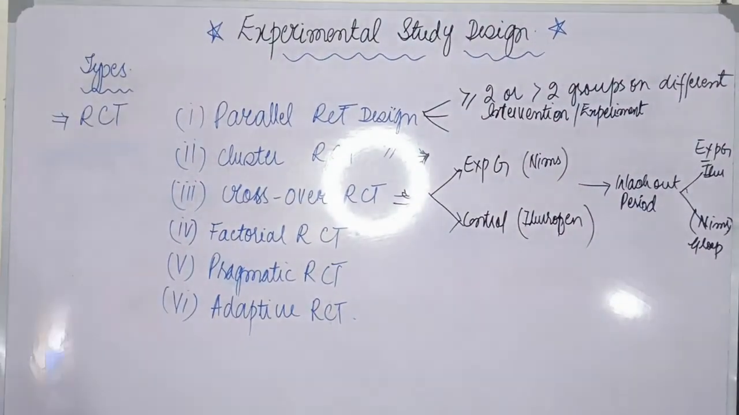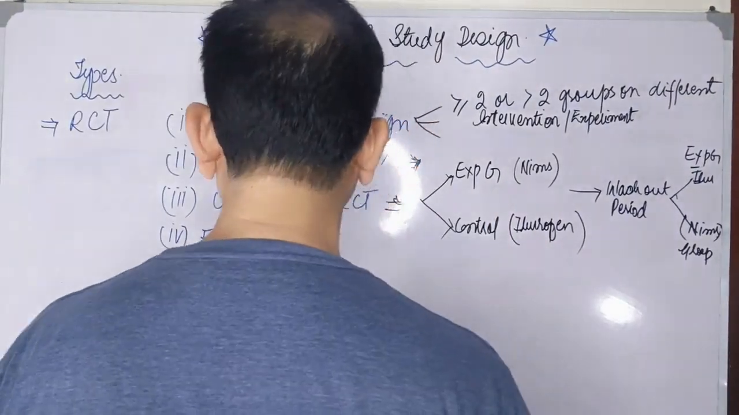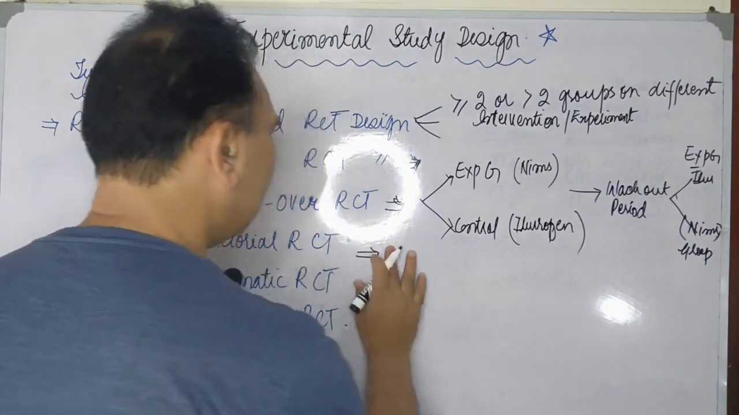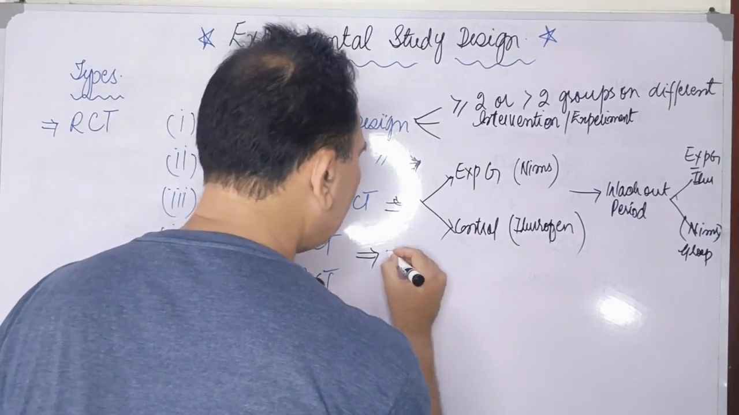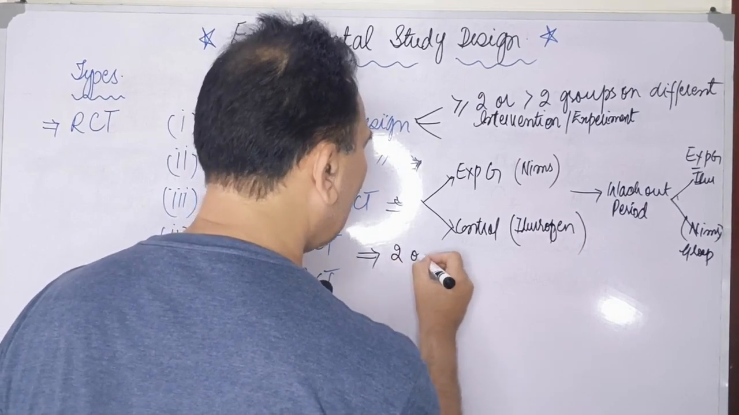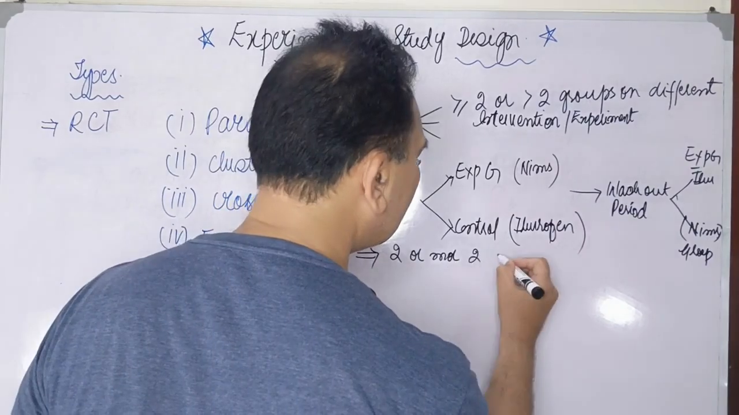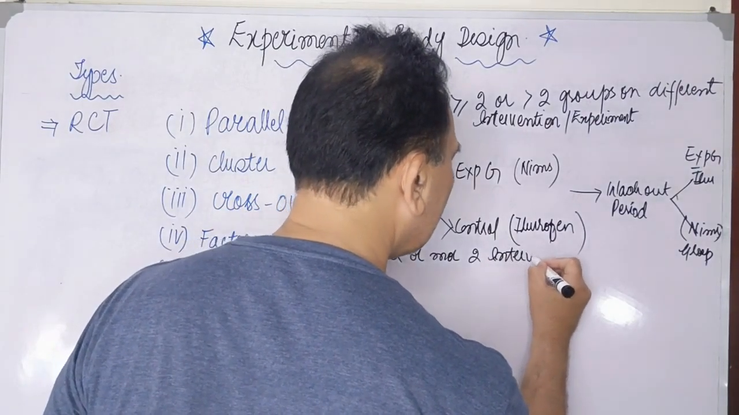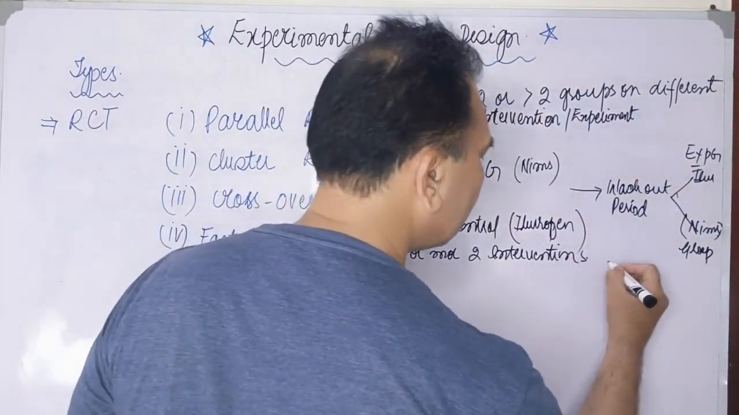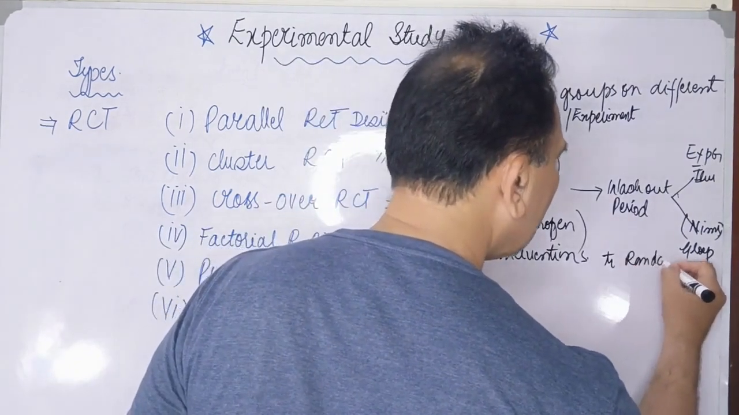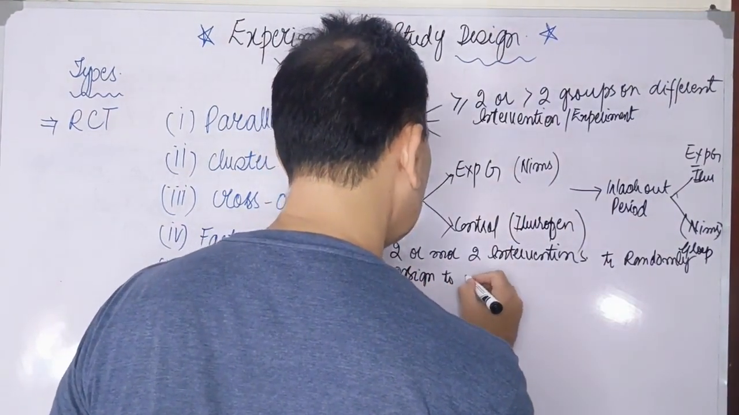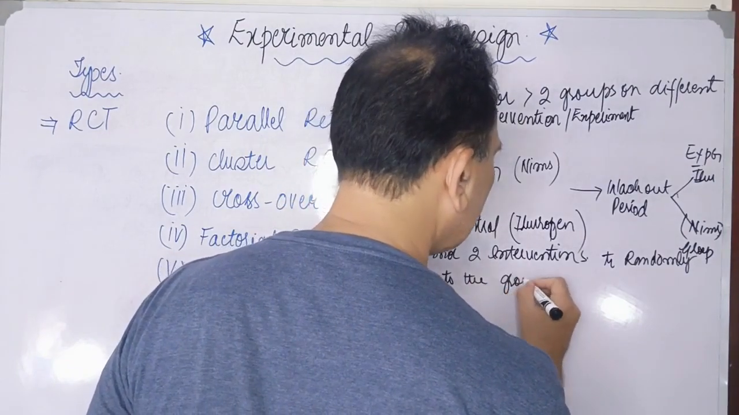Now the other type is called the factorial. In the factorial study design, the researcher gives a group two or more interventions, randomly assigned to the groups.